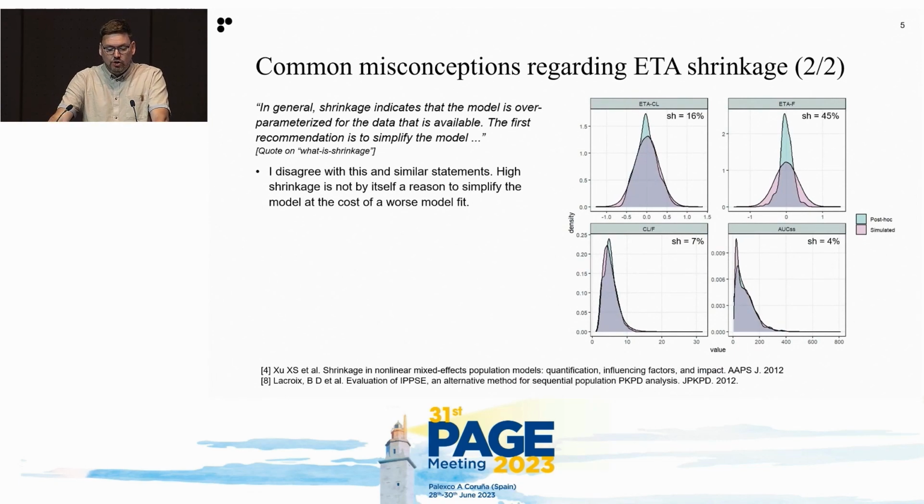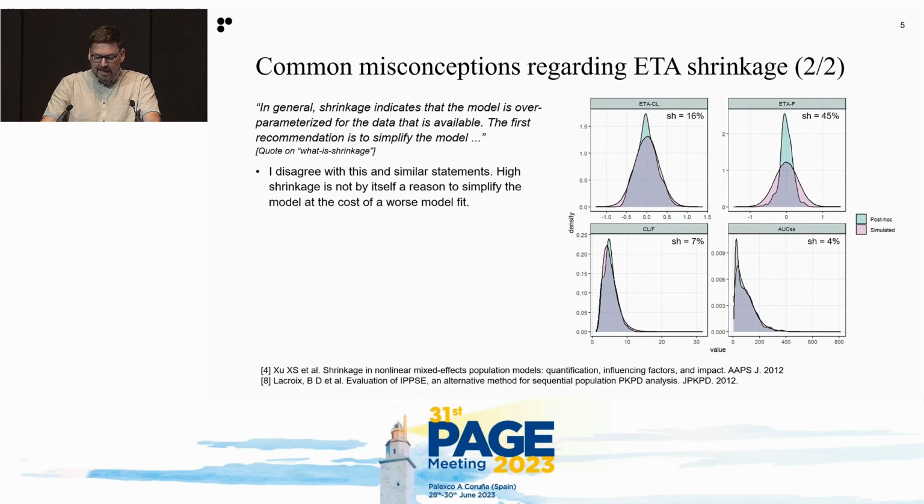In the literature, you often come across a statement similar to this one, where it says, in general, shrinkage indicates that the model is over-parameterized for the data that is available. The first recommendation is to simplify the model. And I disagree with this and similar statements. High shrinkage in itself is not a reason to simplify a model at the cost of a worse model fit.